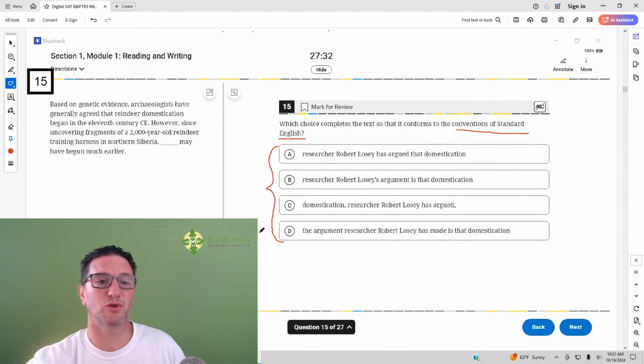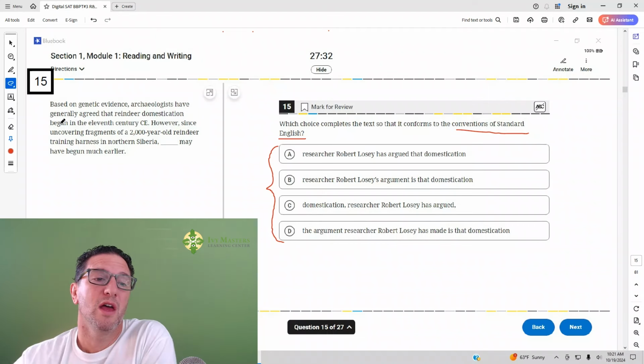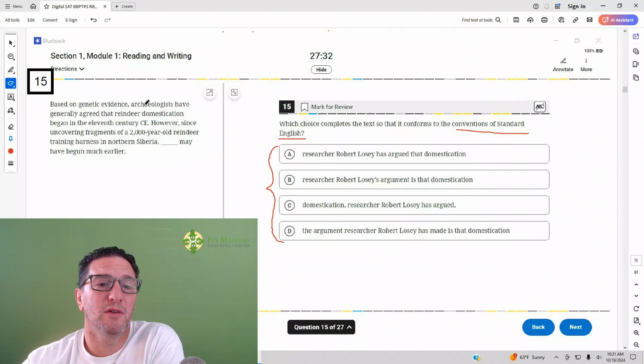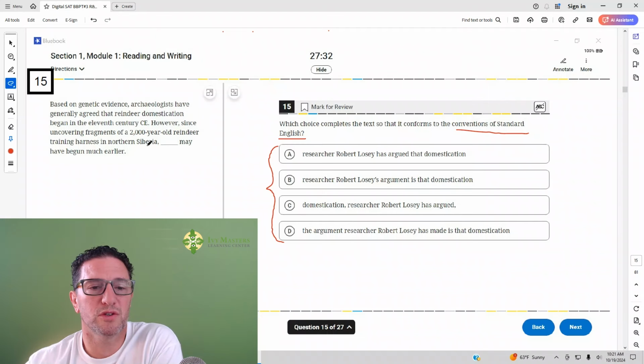Let's go to the answer. Let's go to the passage. Based on genetic evidence, archaeologists have generally agreed that reindeer domestication began in the 11th century CE. However, since uncovering fragments of a 2,000-year-old reindeer training harness in northern Siberia, what follows a comma has to be who or what has uncovered fragments of a reindeer training harness. So a researcher could do that.